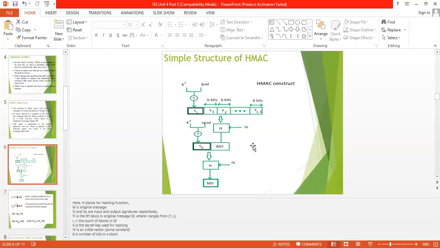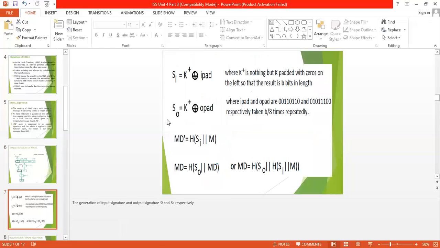This is the input and the output, where K plus is XORed with the IPAD, and K plus is XORed with the OPAD, where K plus is nothing but the K padded with zeros on the left, so that the result is B bits in length, and where IPAD and OPAD are simple values, respectively B by 8 repeated. So now we find the MD hash.